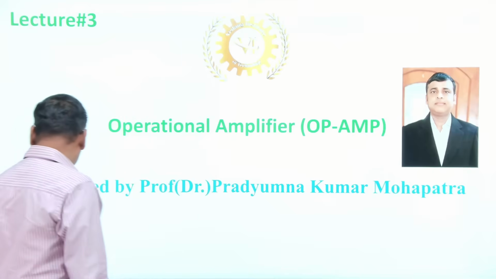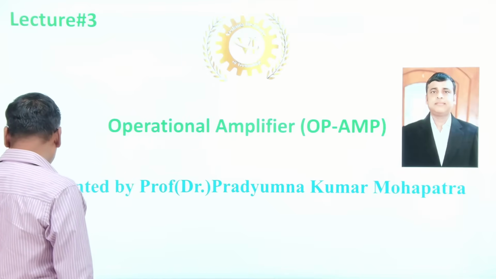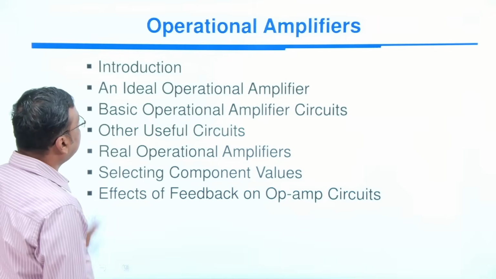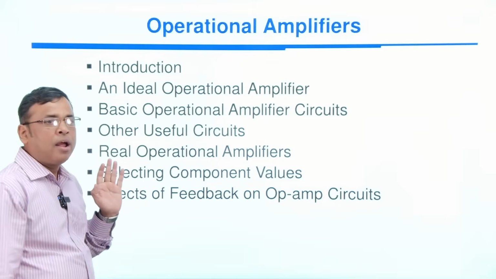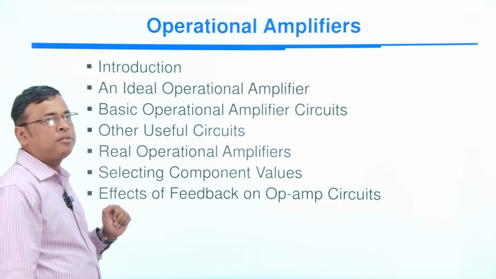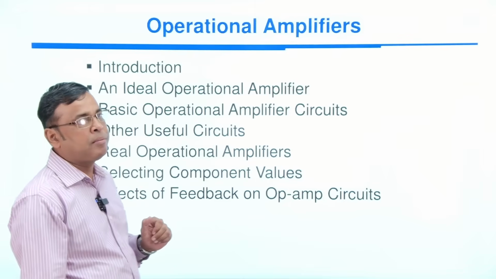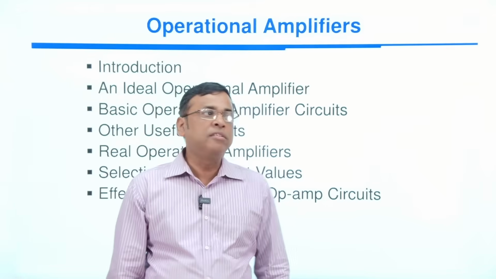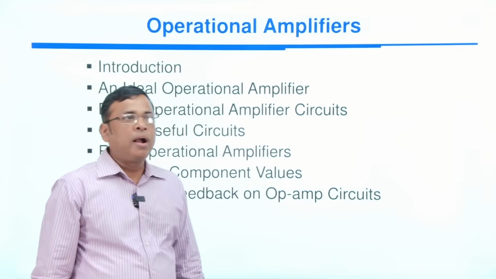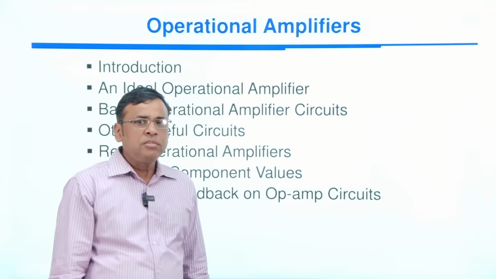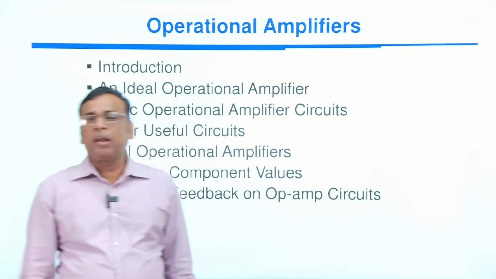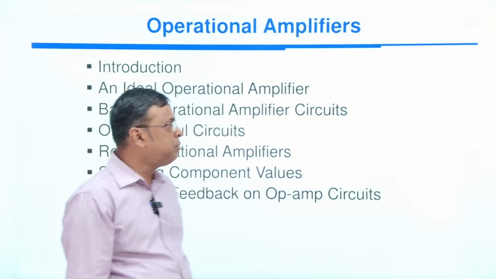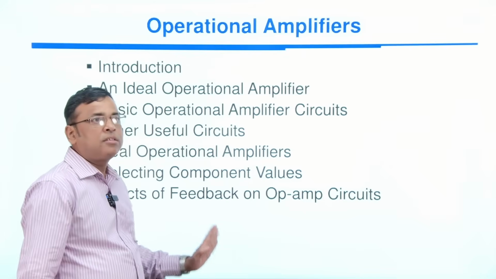Now today we will go to the next slide. Already we have discussed, as an introduction, the characteristics of an ideal operational amplifier. In an ideal operational amplifier we have neglected the output impedance, which is 0, and we have also neglected the input impedance because in the characteristics of an ideal operational amplifier it is infinite.